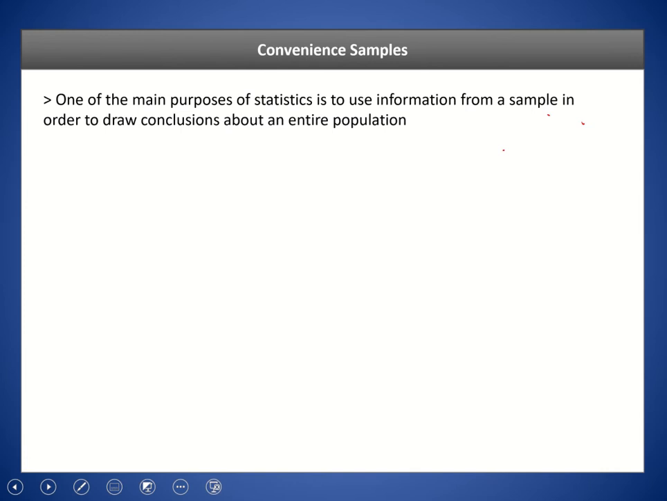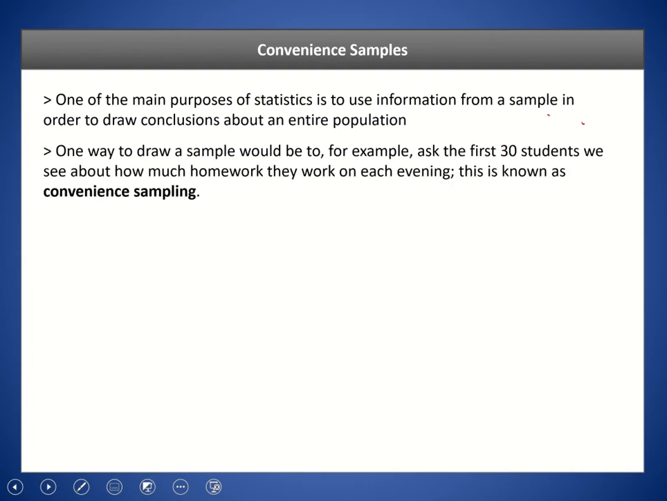we need to take samples, and we need to know how to take appropriate samples because there are some samples that are more appropriate than others, right? To be able to represent the population. So one way to draw a sample would be to ask, say, the first 30 students how much homework they work on each evening. So if we're doing a study on homework or something, that would be known as convenience sampling. So as the students come in, as I see them, I pull them for my sample, right? And that's very convenient for me as the researcher, right? Just pull the first 30 people out, and this is why it's called convenience sampling.